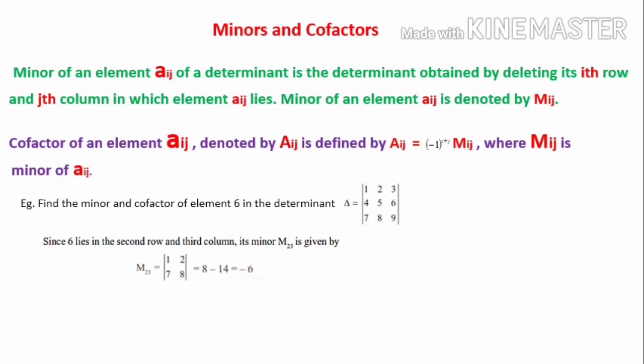Next, to calculate the cofactor of A23, that is capital A23, equal to minus 1 the whole power row value plus column value, that is row is 2, column is 3, so 2 plus 3, into minor of 23, that is minus 1 the whole power 2 plus 3 into M23, which we calculated as minus 6. So minus 1 the whole power 2 plus 3 into minus 6, that is equal to minus 1 the whole power 5, 2 plus 3 is 5, into minus 6, that is equal to 6. That is the answer.